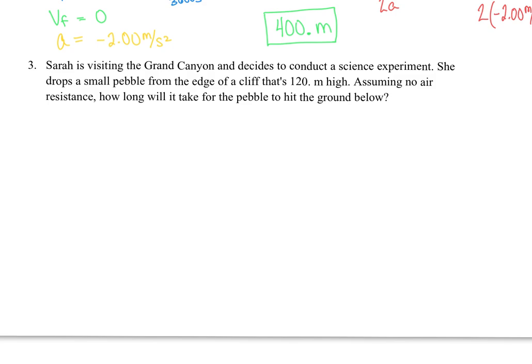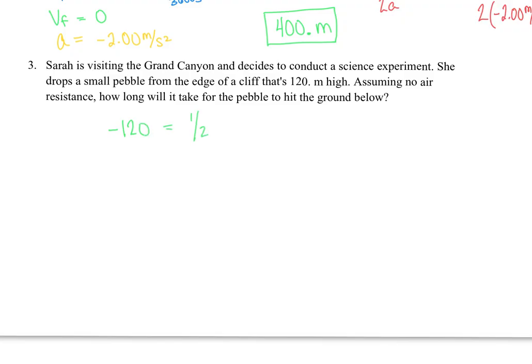Sarah is visiting the Grand Canyon, decides to conduct a science experiment. She drops a small pebble from the edge of a cliff that's 120 meters high. Assuming no air resistance, how long will it take for the pebble to hit the ground below? What's the only thing affecting the pebble if she just drops it? Gravity. So my distance traveled, dropping, we're going to say 120.